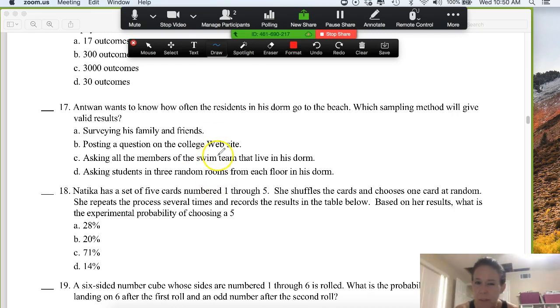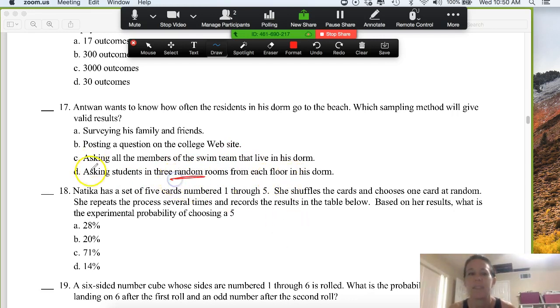Now, asking all the members of a swim team that live in his dorm, what do you think about the swim team? Do you think they might be more biased to going to the beach? Yeah. Yeah, right. So that will be a biased sampling. What about asking 3 random rooms from each floor of his dorm?